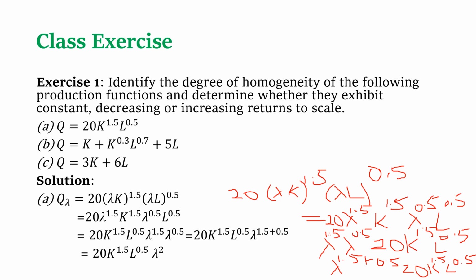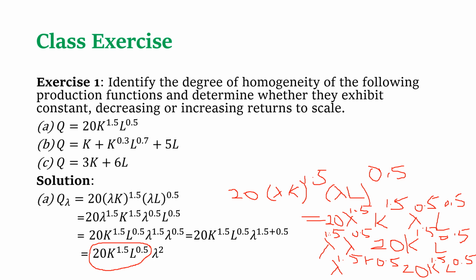Right? So what do we have here? We have lambda to the 1.5 plus 0.5, which is just 1.5 plus 0.5 is just 2, right? So that's how we got this lambda square. That's how we got this lambda square. Now what do you notice? You observe that this same term, 20k to the 1.5, L to the 0.5, is the same as the production function, which is Q, right? Is the same as that one, and then multiplied by lambda square.